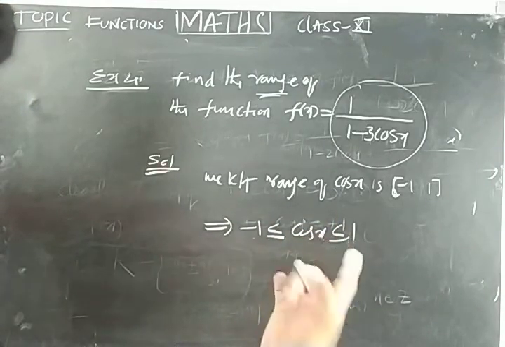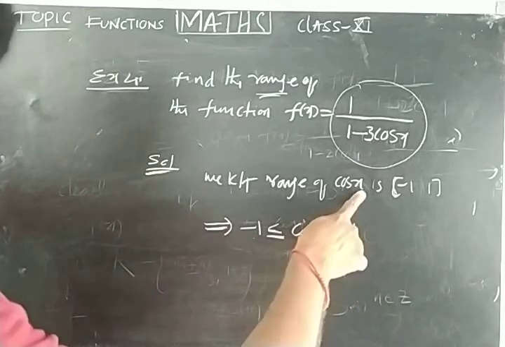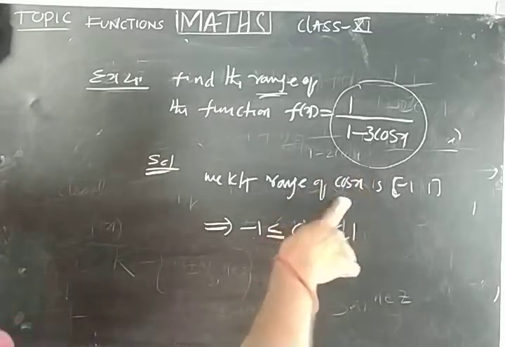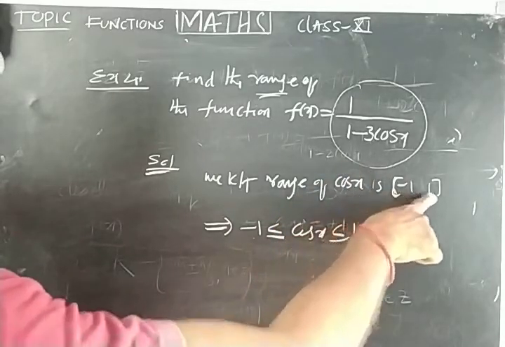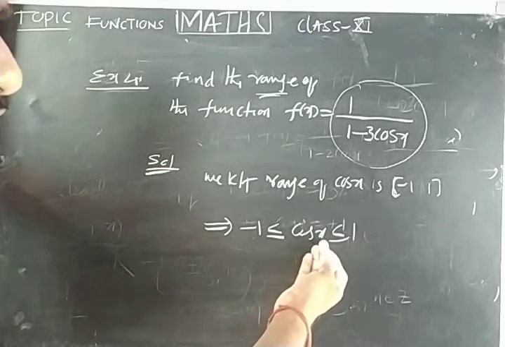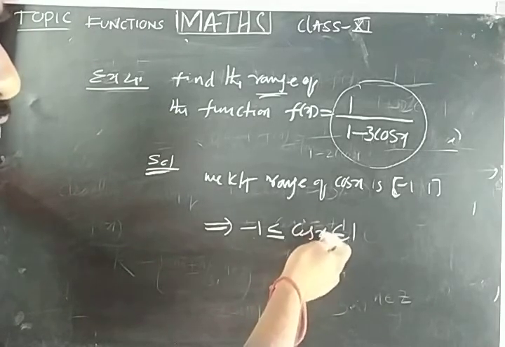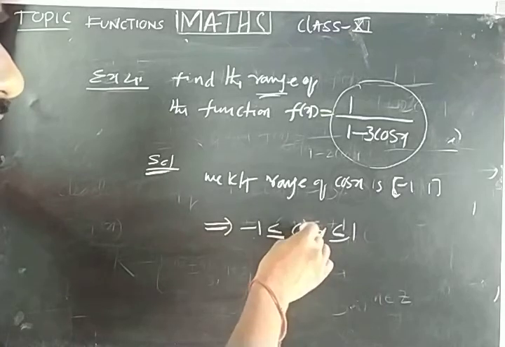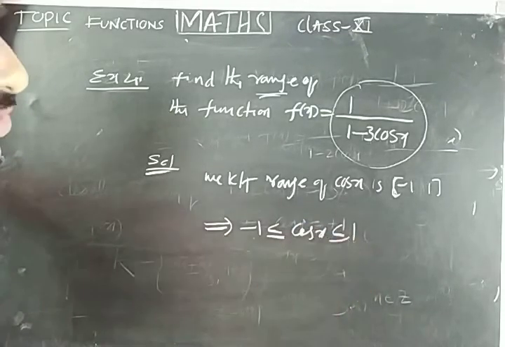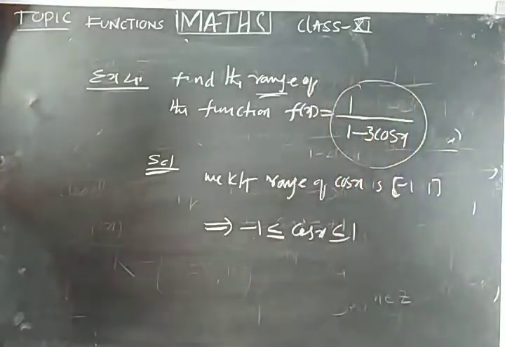X values are what? All real numbers, which is the domain. Domain of cos x means x values, but range is total cos x value lies between minus 1 to plus 1. You can take x as any real value, but after substituting you will get some value of the cos function which lies between minus 1 to plus 1. Now using this, I am going to find which values this total function lies between.